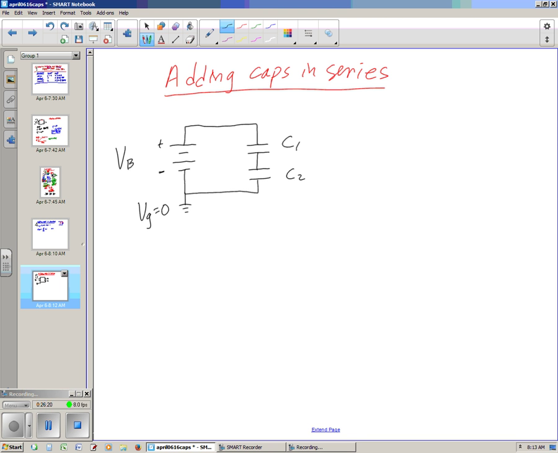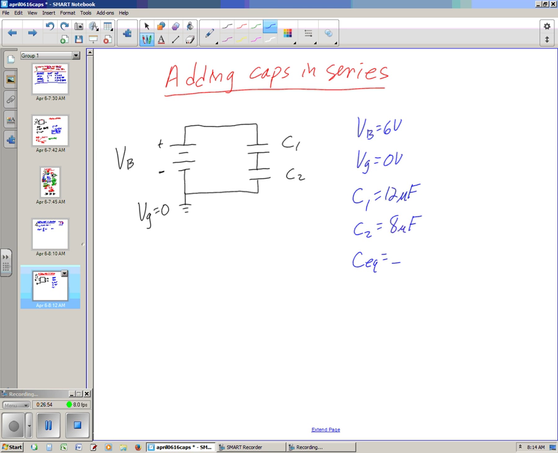Okay, that's nice. What are we going to know about this problem? The first thing, we need to put some givens on this problem. So let's put them over here. V battery is going to be 6 volts. V ground, of course, is going to be 0 volts. I'm going to use the same 2 capacitors, but we're going to get different results. C1 is going to be 12 microfarads. C2 is going to be 8 microfarads. And we're looking for C equivalent.